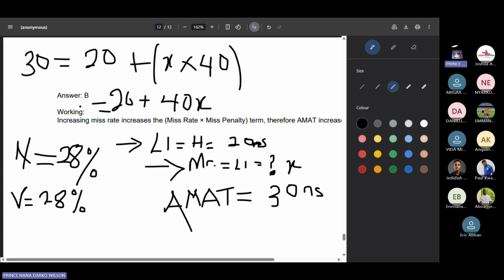So I'm just writing backwards, okay? It's still the same thing. And please, I'm not very good with my pointer, so bear with me.